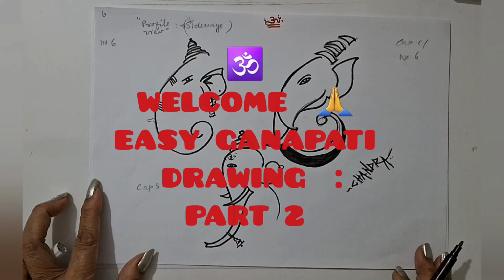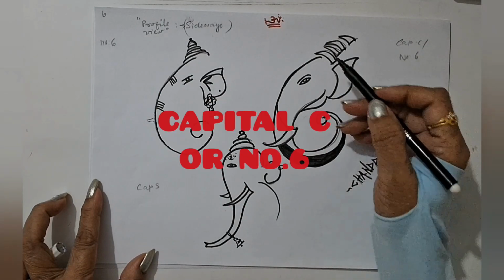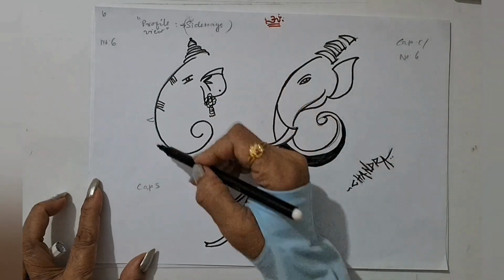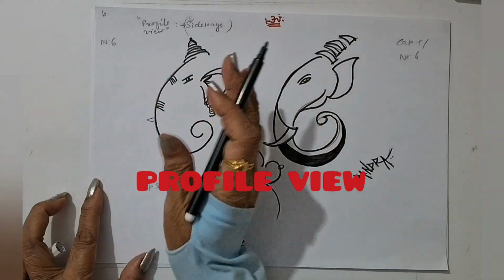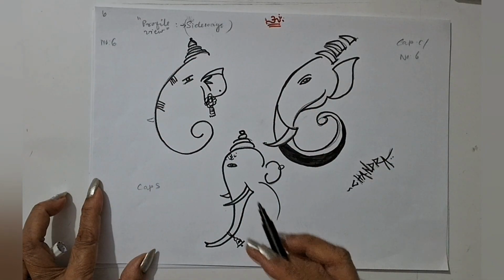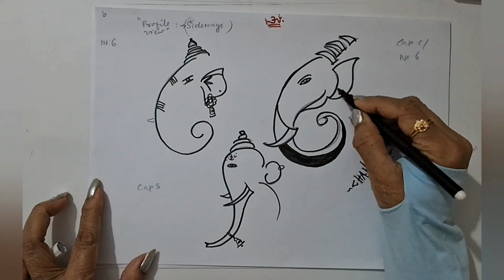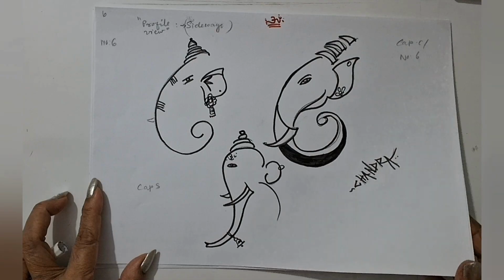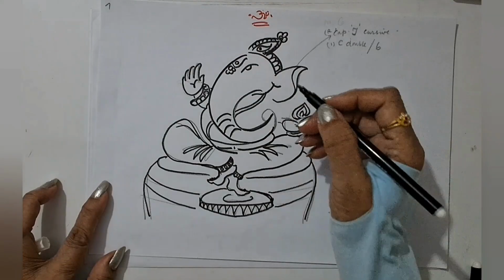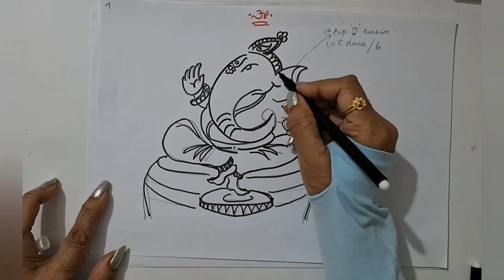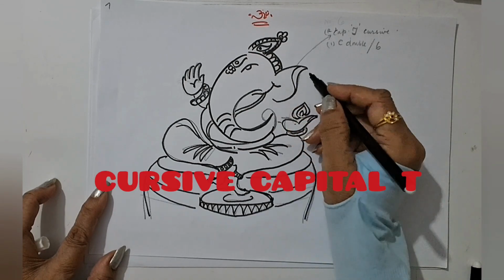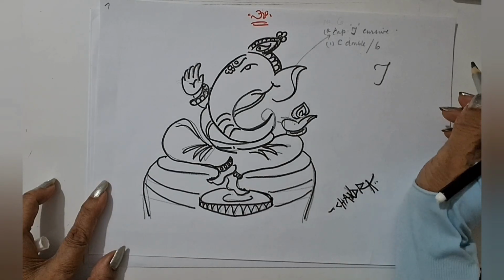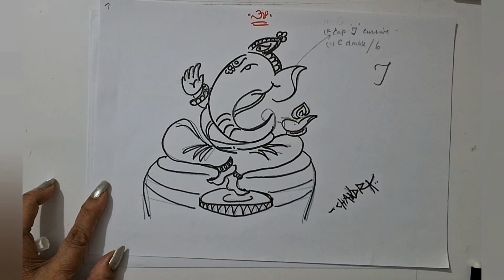Ganapati figures can also be drawn with a capital C, doubled, or with the number 6. A small crown here. This is a profile view, sideways. Earrings, and whatever design you want to give for the earrings, or here up above, can be attached as you please. Here this you may call it S, or it is like a capital T, a cursive capital T. How do you write a cursive capital T? Like this, right? Like this it can be drawn.